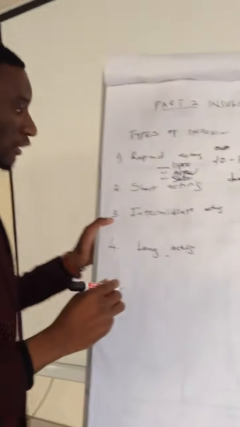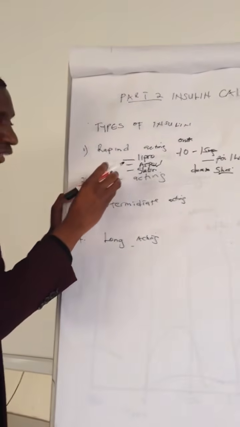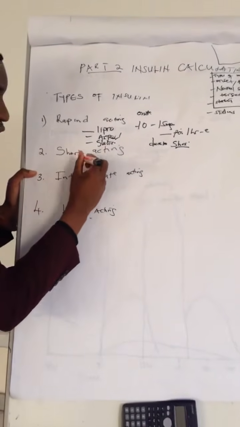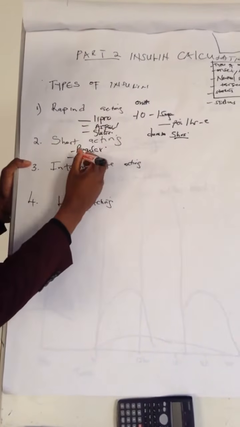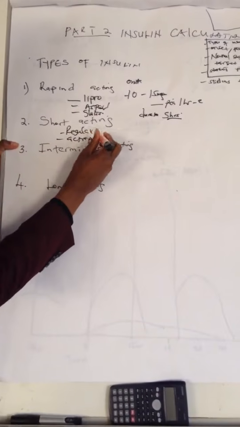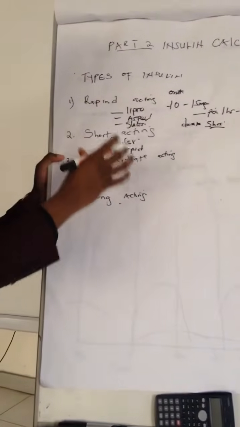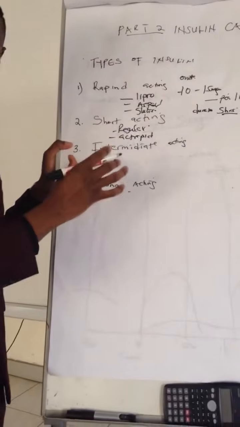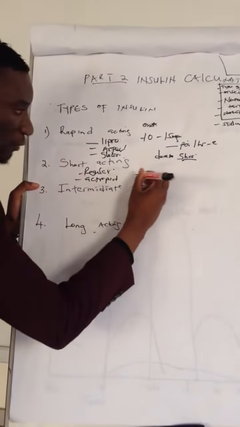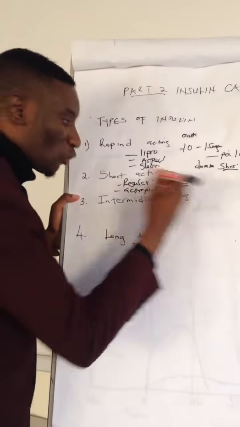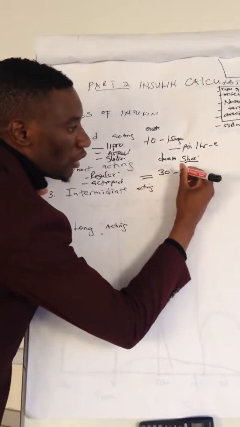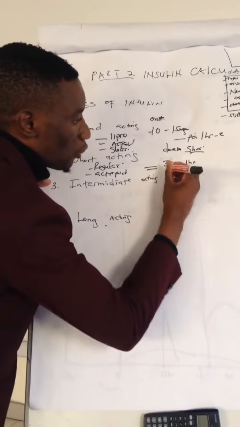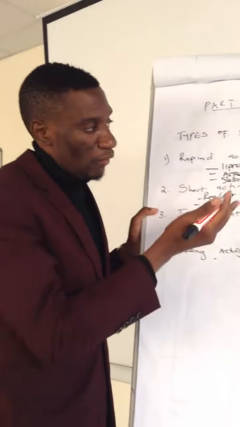Let's go to another type here. It's called the short acting. The examples of short acting, they also call it regular insulin. The other brand names, of course, include Actrapid. These are what we call regular insulin. These are short acting insulin. So when does it start working? The onset of action for the short acting insulin is about 30 minutes to 1 hour. So at 30 minutes it starts working. This is how this one starts.